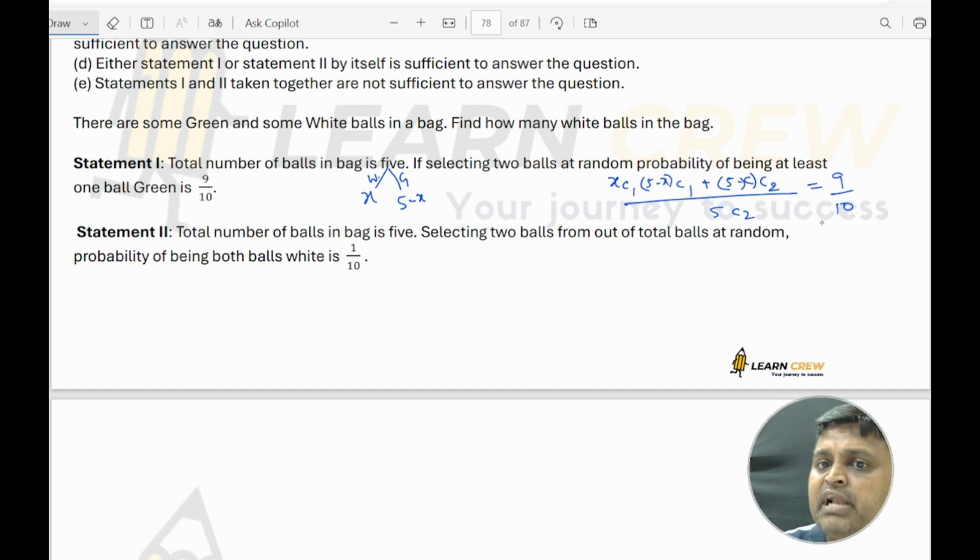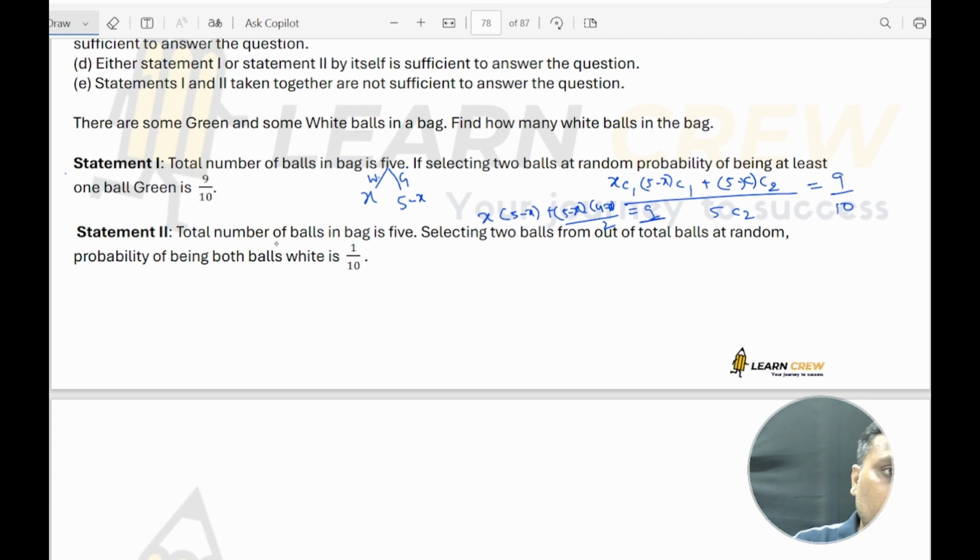Here you need not find the value of X. Can you be able to find out the value of X or not? That is what we need to answer. XC1 is X, and 5 minus X C1 is 5 minus X. 5 minus X C2 means 5 minus X into 4 minus X by 2. 5C2 is 10, the 10s cancel, which gives 9. From this equation, we can solve the value of X because only one variable is there. So with the help of statement 1 alone, you can find the number of white balls.